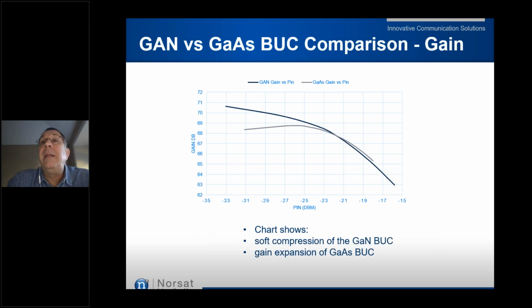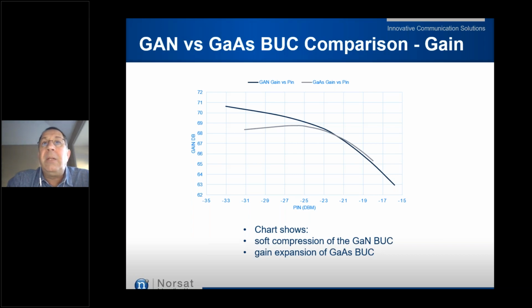The dark black line is the GaN, and you can see that even from a fairly low output power, it starts at input of -33. That's about 10 dB backed off from saturation. We can see that we're starting to get gain compression. The gain is slowly decreasing as the input power increases, and it starts from fairly far back from saturation. On the other hand, the grayer line is the gain of the GaAs product, and as you can see, it's much flatter. In fact, there's actually a little bit of gain expansion there.